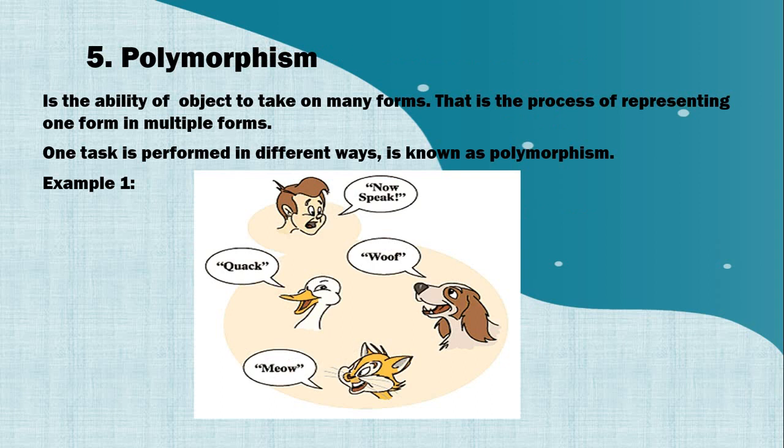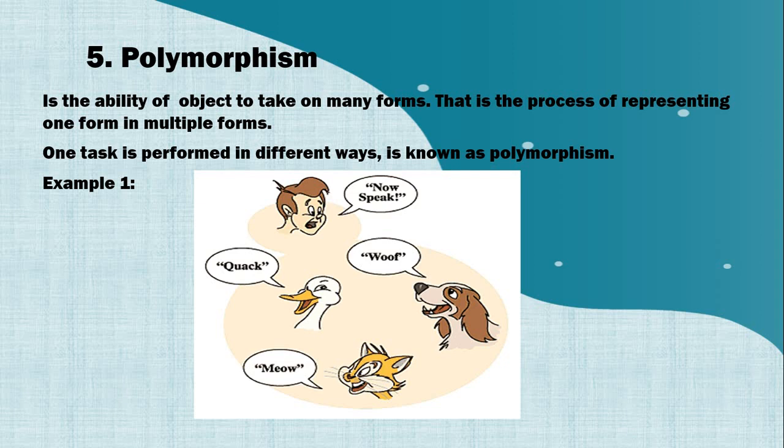Next one is polymorphism. Polymorphism is the ability of an object to take on many forms. That is the process of representing one form in multiple forms. Poly means many. So when one task is performed in different ways, it is known as polymorphism. Polymorphism is the ability of an object to express itself in multiple forms.